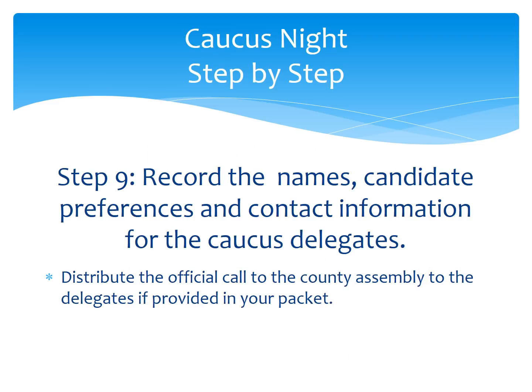Step 9 would be categorized as nothing is over until the paperwork is over. Please record the names and candidate preferences and contact information for the caucus delegates on the appropriate paperwork within your caucus materials, and then distribute the official call to the county assembly to the delegates who were just elected that evening.